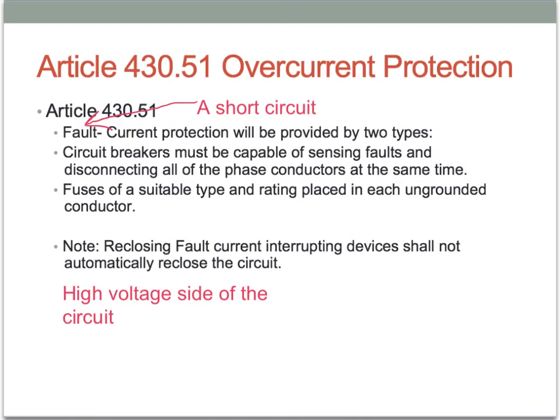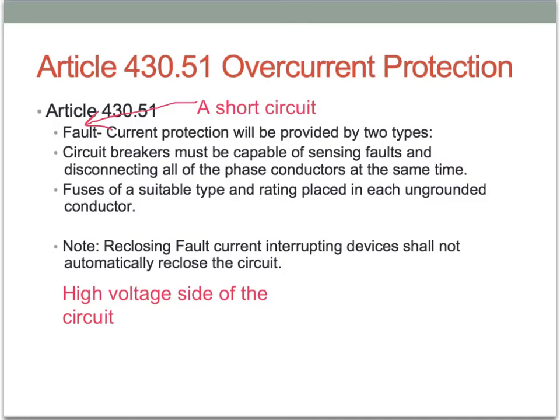A couple more notes here. A fault is a short circuit, and protection will be provided by two types. In the event we have a fault, or a short circuit, and we develop too much current in that motor circuit, we have one of two ways to protect it. We can use a circuit breaker, which we looked at earlier, and it has to be capable of sensing faults and disconnecting all the phase conductors at the same time.